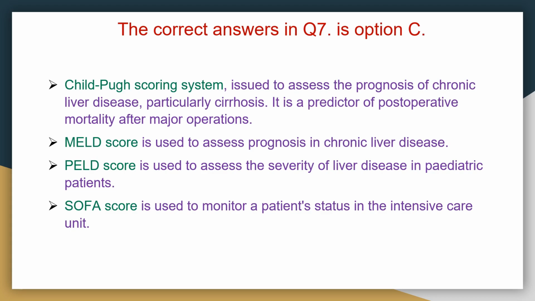The Pediatric End-Stage Liver Disease Score or PELD score is a tool used to assess the severity of liver disease in pediatric patients to prioritize them for liver transplantation. It is like the MELD score but has been adapted to include the unique aspects of pediatric liver disease. The Sequential Organ Failure Assessment or SOFA score is used to monitor a patient's status in the intensive care unit and predict their chances of survival.